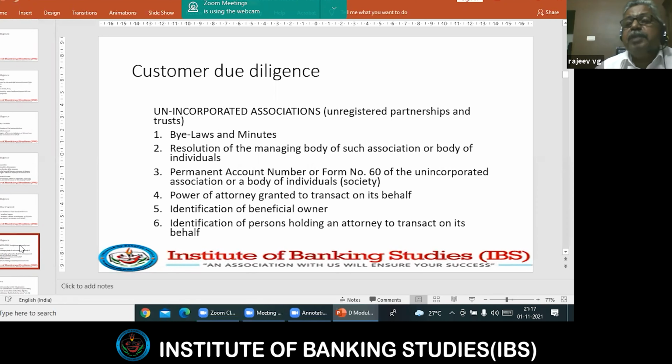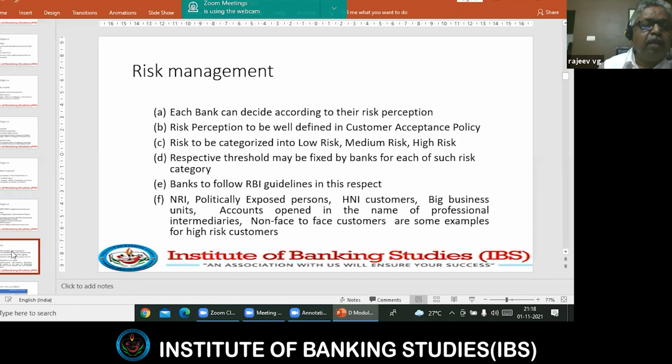Unincorporated associations, that means clubs, associations, unregistered partnerships and trusts. In that case, the bylaws of the firm and the minutes of the managing committee or managing body meeting resolution copy will be there. Then power of attorney, if any person is authorized. Permanent account number or form 60 is also required. Beneficial owner identification is also there.